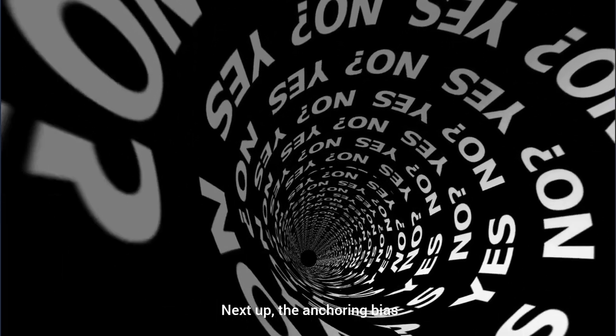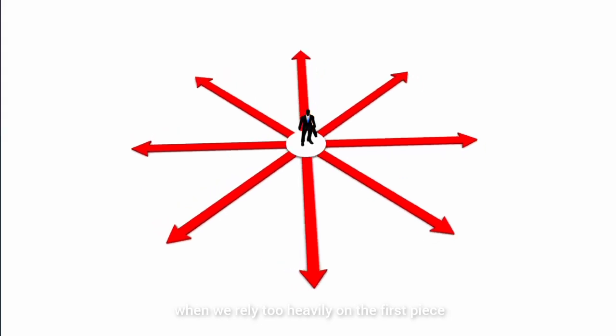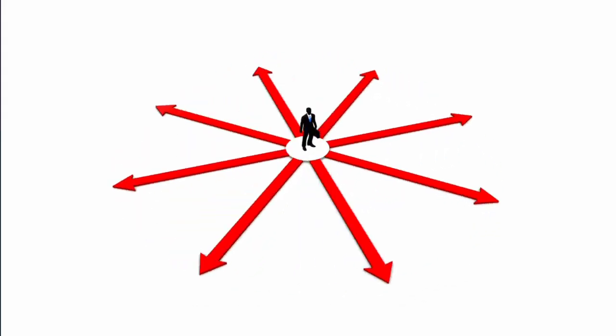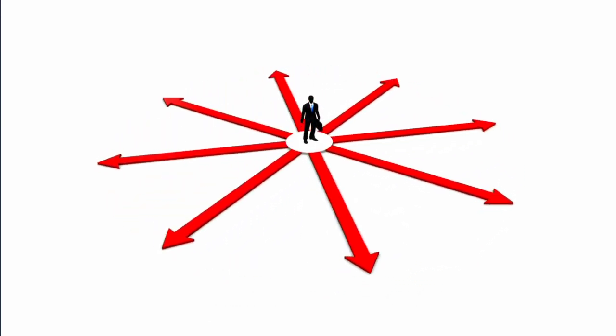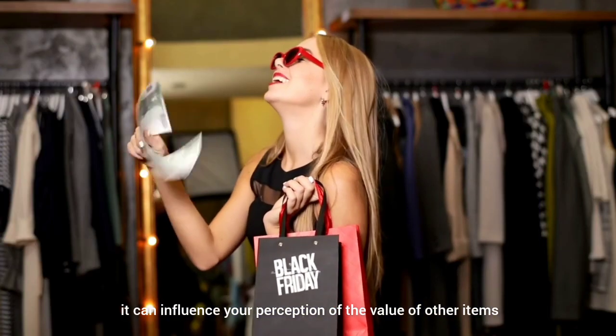Next up, the anchoring bias. The anchoring bias occurs when we rely too heavily on the first piece of information we encounter when making decisions. For example, when shopping, if you see a high-priced item first, even if it's too expensive, it can influence your perception of the value of other items, causing you to overspend.